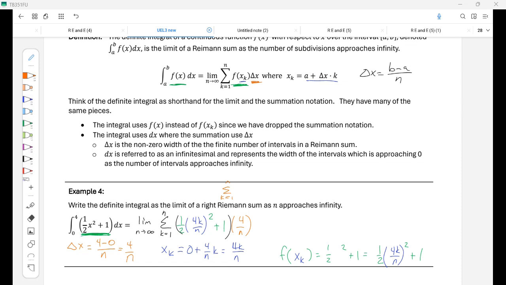Okay, so that's one direction. We're going to go in both directions with this. I'm going to give you the integral, and then you're going to have to piece together the delta x, the xk, and then the f of xk, and then just write it all together like that. We'll do 2 more examples. Maybe I'll do one and have you guys try one.